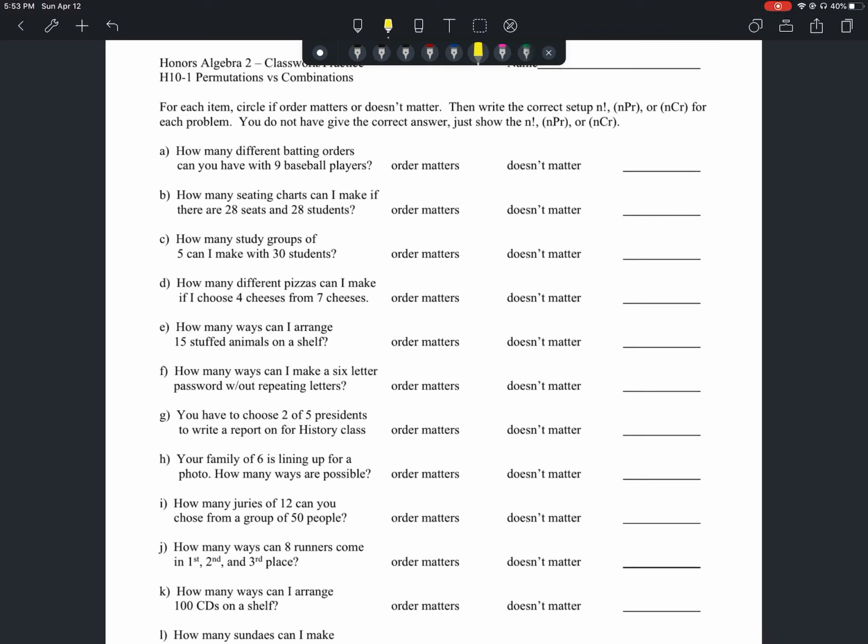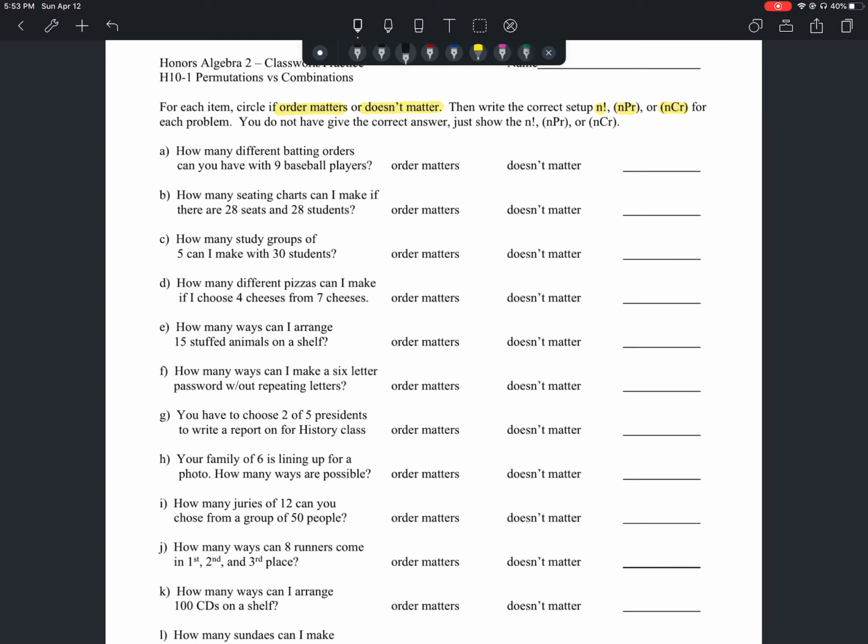So it says here for each item, circle if the order matters or if the order doesn't matter. Then write the correct setup, either n factorial, the NPR, or the NCR for each problem. You do not have to give the correct answer, just show the setup.